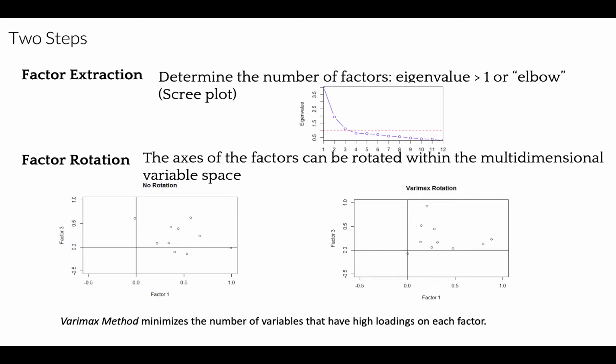In step 2, factor rotation. Rotation tries to convert factors into uncorrelated factors. This refers to a rotation of the axes in a coordinate system. And there are a lot of rotation methods available, such as the Varimax method, for instance, an orthogonal rotation method that minimizes the number of variables that have high loadings on each factor.